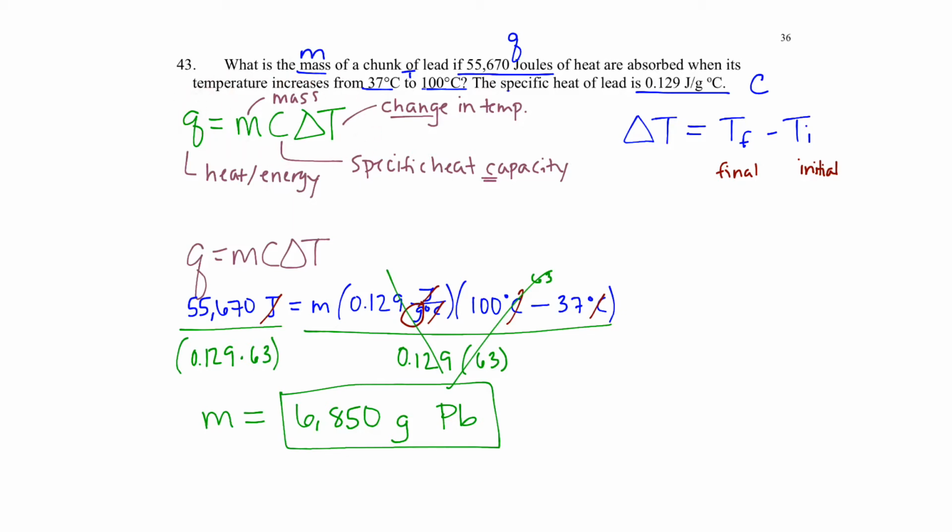If we were asked to figure out which type of reaction this is, endothermic or exothermic, there are a couple of things that give this away. When it says that heat is absorbed, that tells us something. It also says that the temperature increases from 37 to 100, so that tells us something. Both of those should tell you that this would be an endothermic process. Heat is being absorbed or gained by the system.